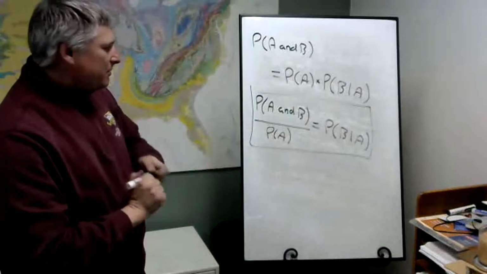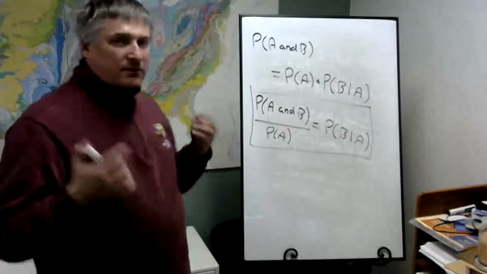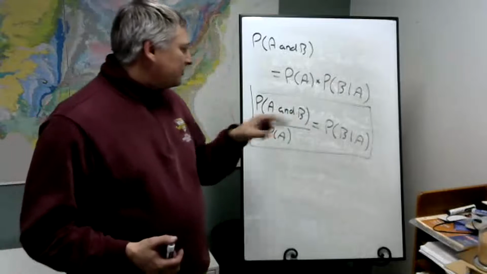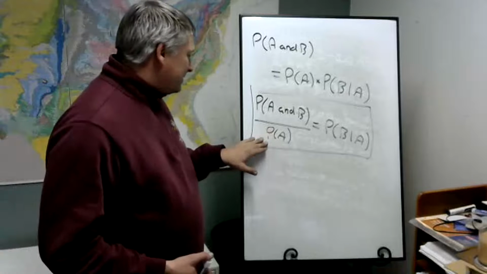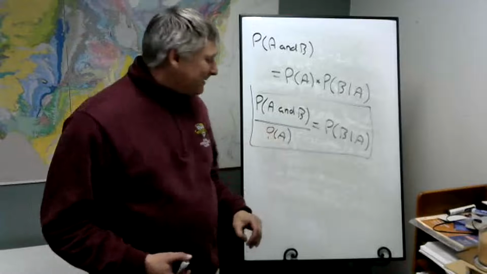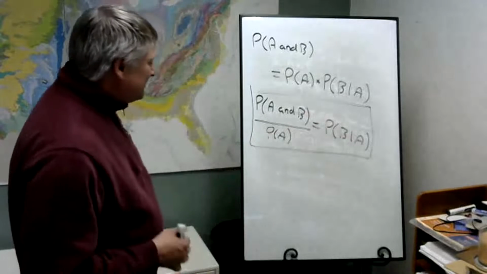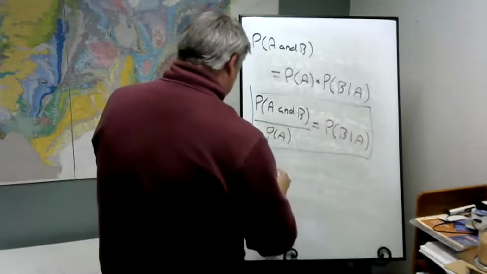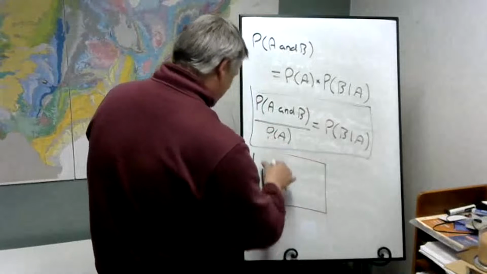So if we know the probability of A and B, now remember what this means. These are the number of outcomes that are in event A and also in event B, divided by the number of outcomes in event A. That's how we come up with the probability of B given A. So, for example, let's say we have this. Do our Venn diagrams.